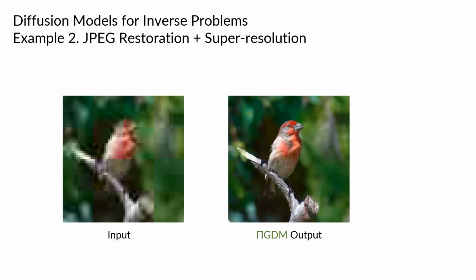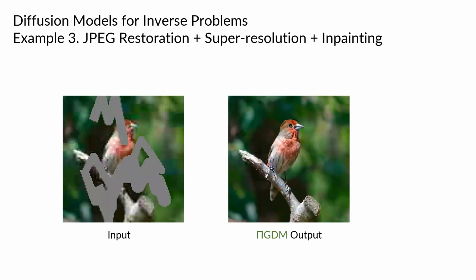Similarly, we can just combine these tasks together. For example, here we combine JPEG and super resolution, and we have another task, but the diffusion model can still recover this. And same, we can just mash everything together. It can be solved that way.